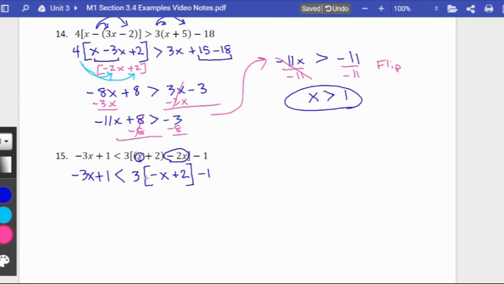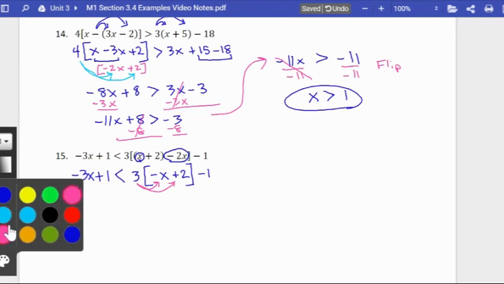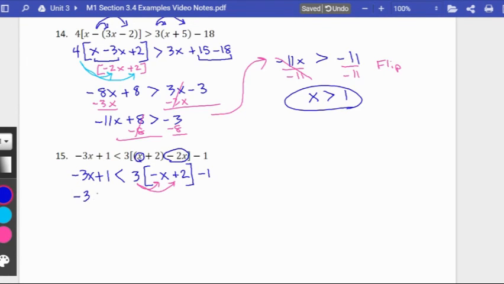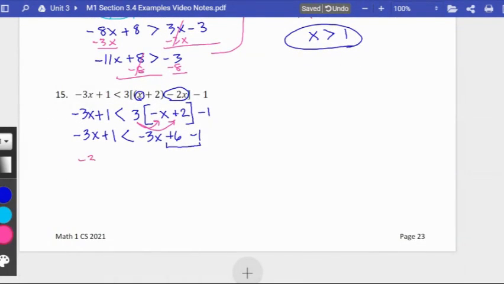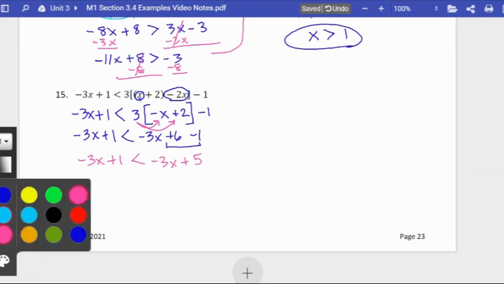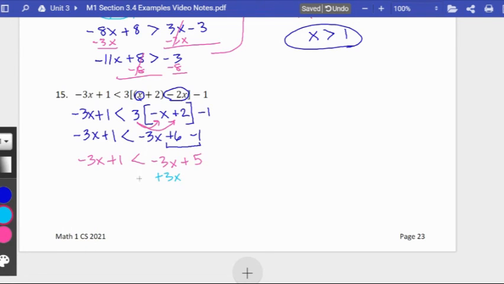Remember, you're working inside out. Now I can distribute the 3 inside. And I'll have a little bit more cleaning up to do on the right side. So left side as is. Here we have minus 3x plus 6 minus 1. I can combine those like terms. So I got minus 3x plus 5. Let's add 3x to both sides.